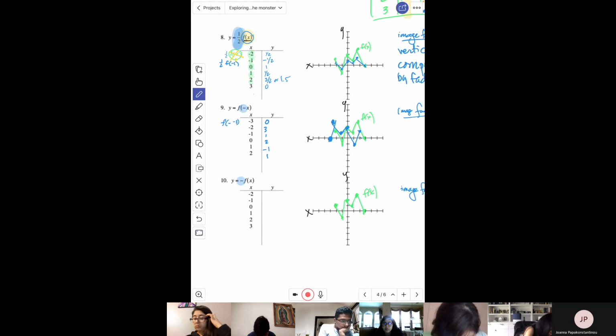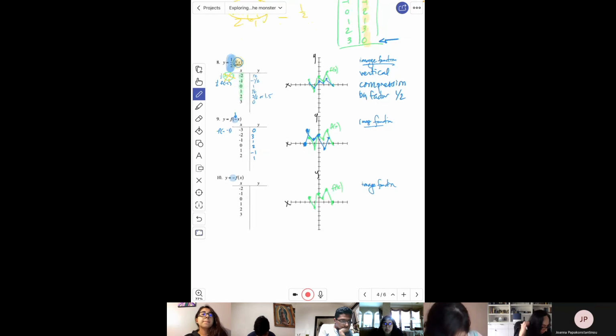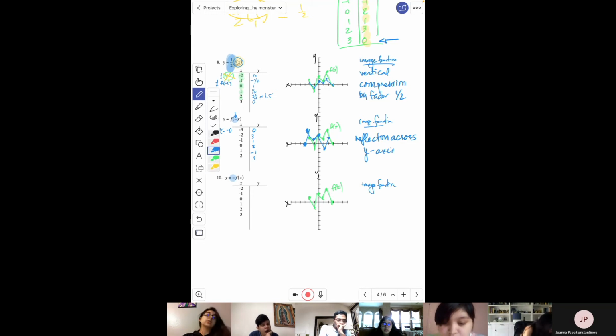Can anybody tell me what this negative attached to the x has done? What transformation is that? What does it look like? Horizontal reflection. It's not a compression. I said reflection. It is a reflection, but when you define reflection, you say it reflects across what? Or reflects about what? It's a reflection across the y-axis, isn't it? Do you see how this point is this point?